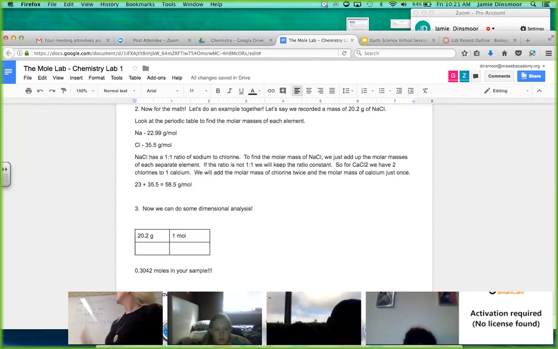Okay, so that was kind of a step that we have to do before we can even really look at our data that we collected. Now we go back to the data that we collected. We found out that in our sample, we had 20.2 grams of sodium chloride. And the first thing that we want to do is convert this to moles.